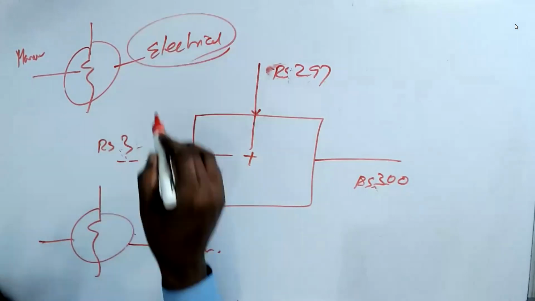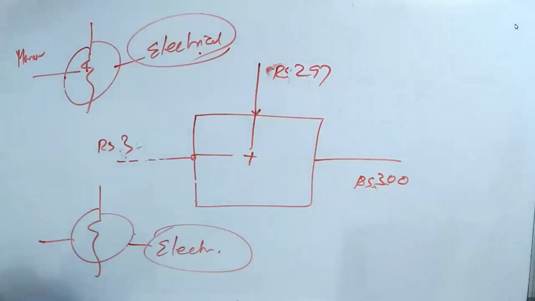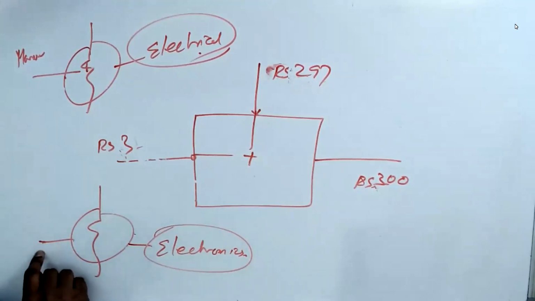Please understand which is electrical. When I do any manual control, that becomes electrical. When I do electrical control, that is called electronics. In electronics, I don't want to control manually. I want to control only through electronics.